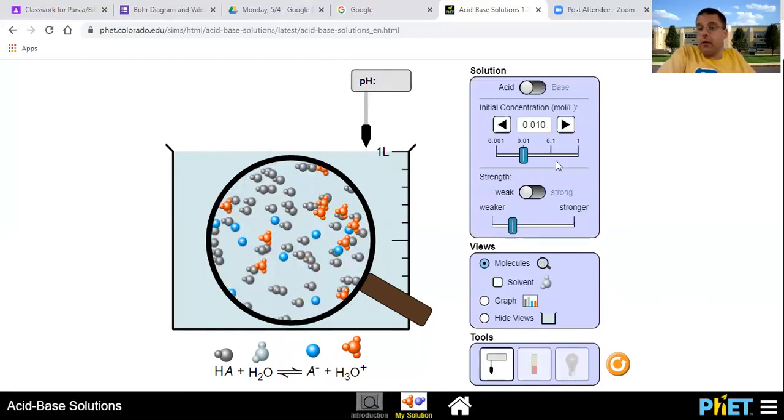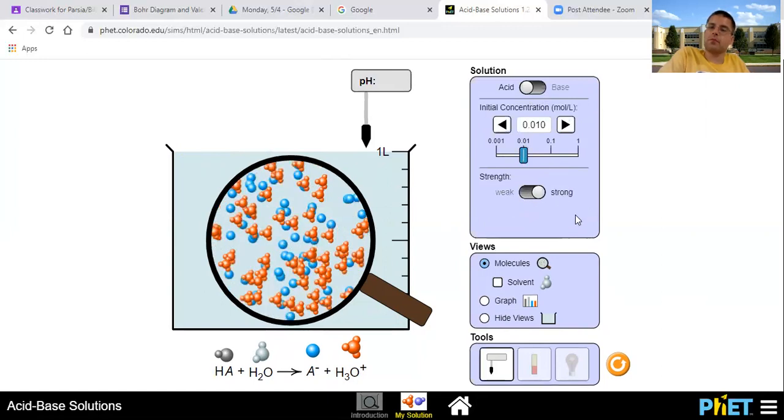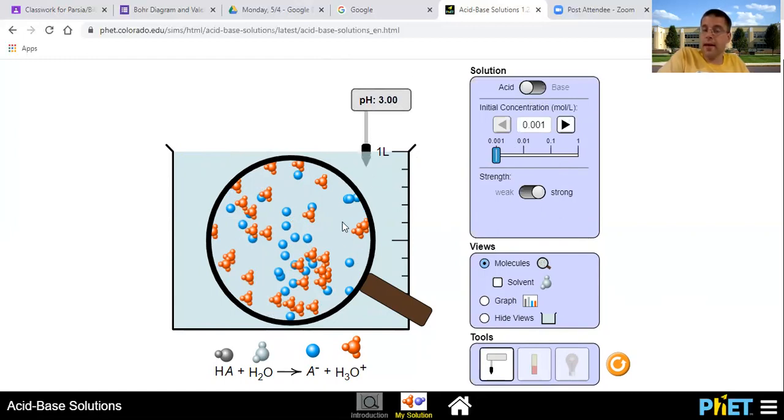So now let's look at molarity, let's look at concentration. Let's start with a strong acid, lightly concentrated. Let's say we didn't put much in there. What do you think the pH is going to be? Low. Why? Because even though you put a little bit in there, it completely dissociates. 100% low pH. What happens if I increase the molarity?